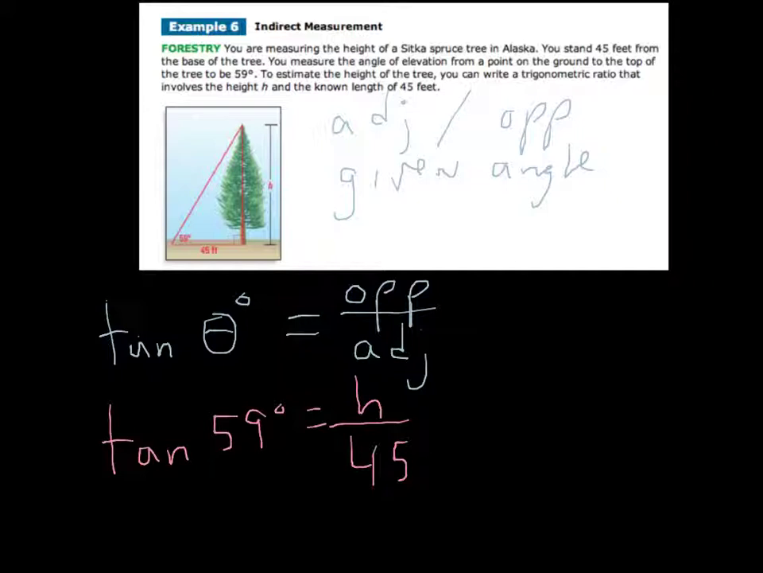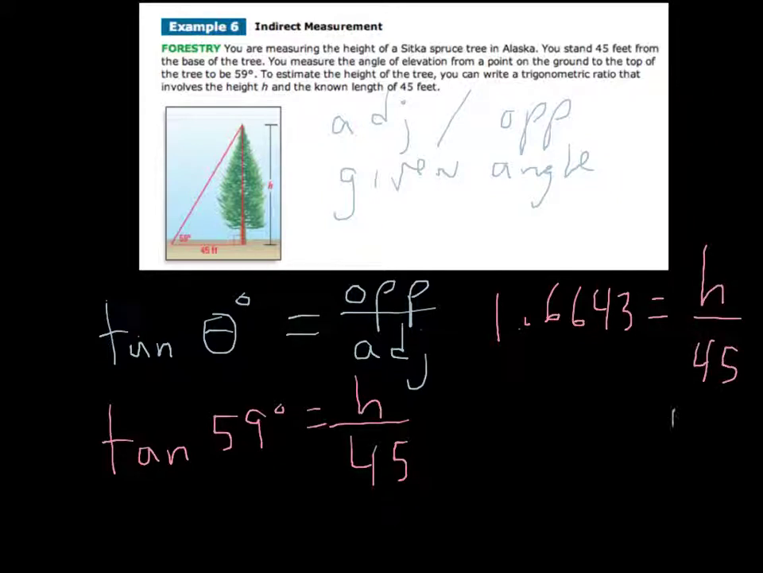Now you need to go to what I believe is page 845. On that page are all of the trig ratios for a given angle. So if you look at the 59 degree mark, or row, you should see that the tangent is 1.6643. And that's equal to h over 45.